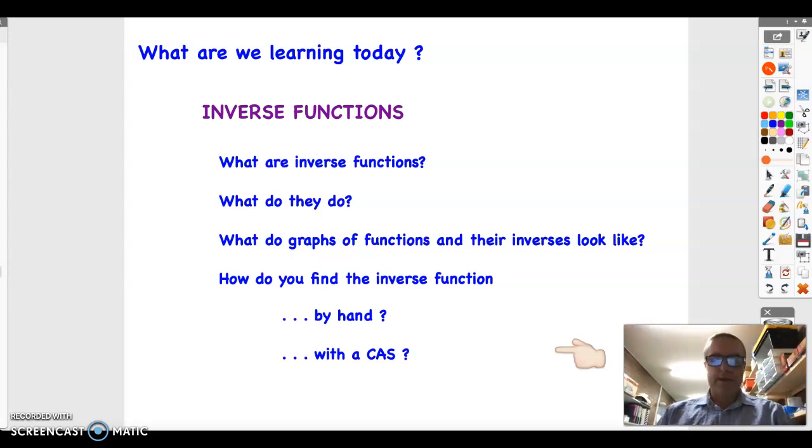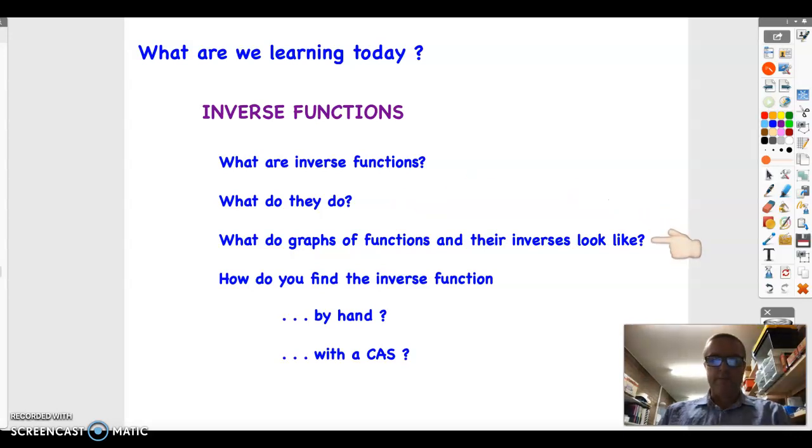G'day everybody. What we're going to do today is have a look at inverse functions. Hoping through the course of this video these are some questions you'll be able to answer. Firstly, what are inverse functions? What do inverse functions actually do?